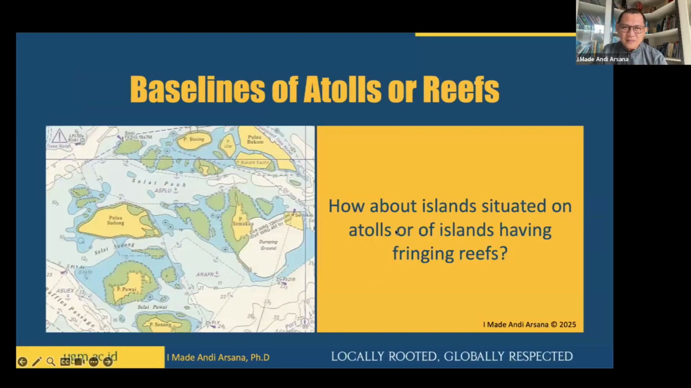Now, the baselines of atolls or reefs. Remember Article 6? Imagine this is a small atoll or reef over here. Which one are you going to use? This line as the baseline, or this one, the green?